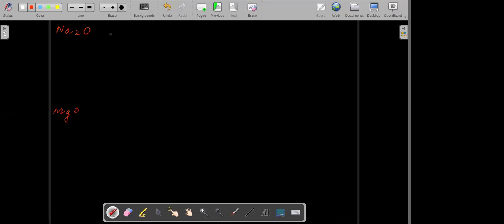For Na2O, we write Na and one electron over it. For oxygen, we write 6 electrons. So it's 1, 2, 3, 4, 5, 6.